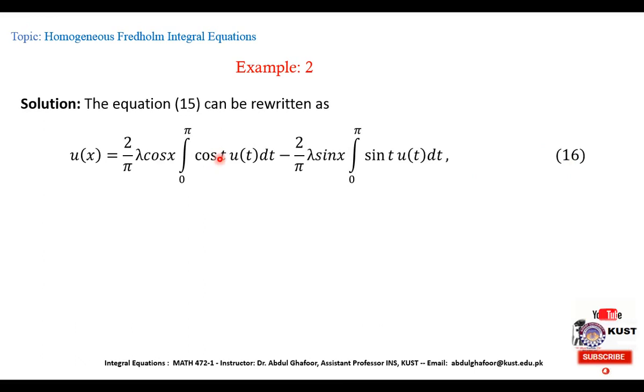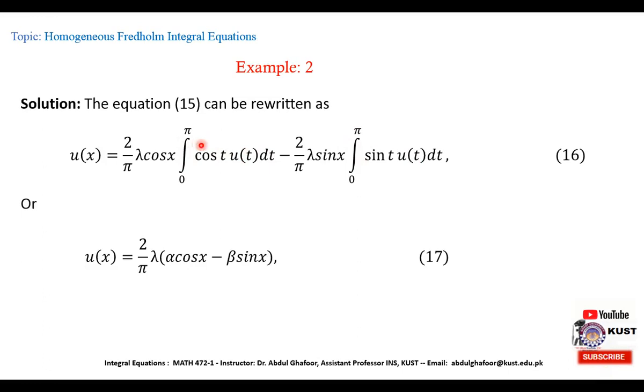Now you can see that we have one separable kernel cos x cos t, and the other separable kernel sin x sin t. Since cos x and sin x both are not functions of t, we take cos x and sin x out of the integral sign. Now in the direct computation method, we substitute this part with alpha and this part with beta, because this is only a function of t and this is also only a function of t. So we substitute this with alpha and this with beta.